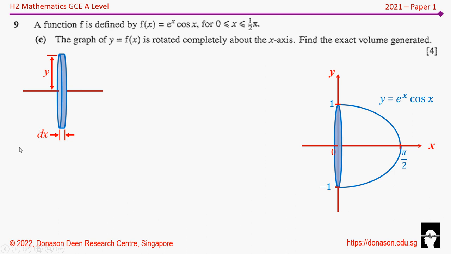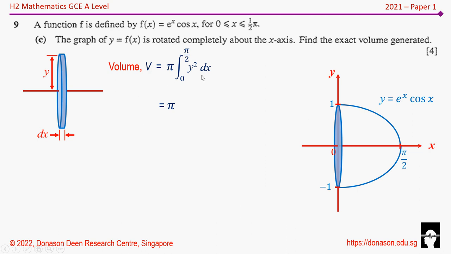So the formula for volume of a cylinder is going to be pi r squared h. So pi times the radius, in this case y, pi r squared means pi y squared, times the height, which is dx. And of course we have to add such small disks from the value of x from 0 all the way to when the value of x becomes pi over 2, which is here.